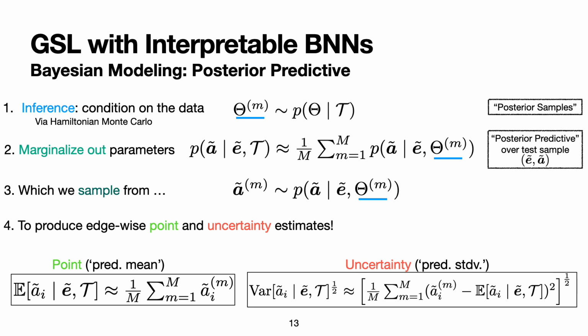And so to produce the edgewise point estimate, we take the edgewise expected value of the posterior predictive, where tilde A sub i is the ith edge of the unobserved adjacency A. And for uncertainty, we take the predictive standard deviation, right? So kind of the same idea.